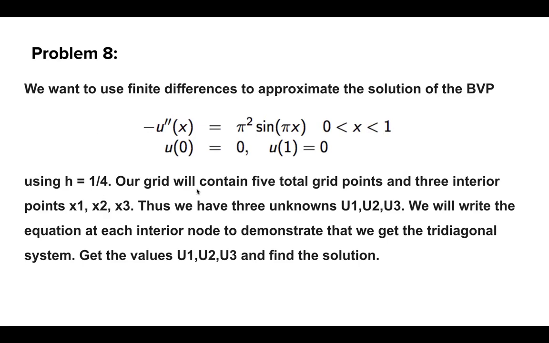Our grid contains a total of 5 grid points. The first grid point has the value 0, and the last grid point also has the value 0. You have three interior grid points, x1, x2, x3. Because of that, there are three unknowns, the u values at x1, x2, x3, which are called u1, u2, u3. Using finite differencing, you will get a matrix of the form Ax = b, and then try to solve for u1, u2, u3. Okay, please try to do this.